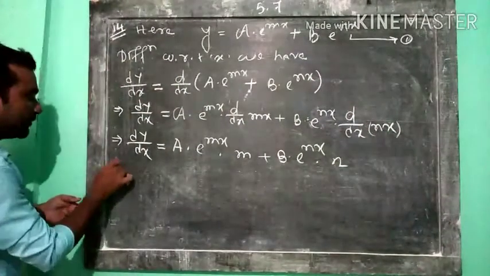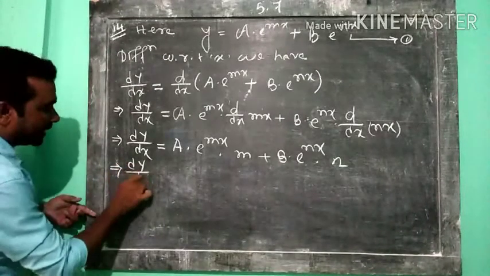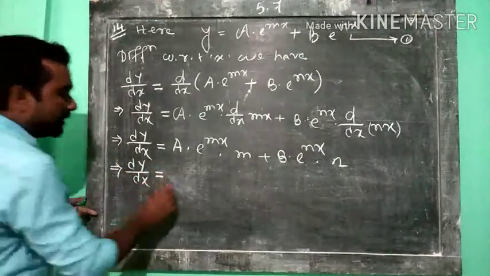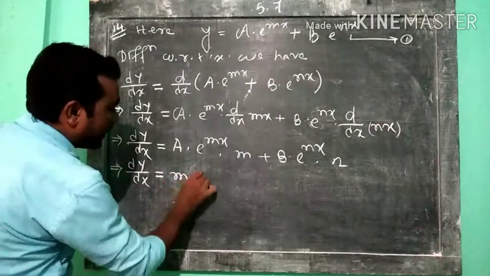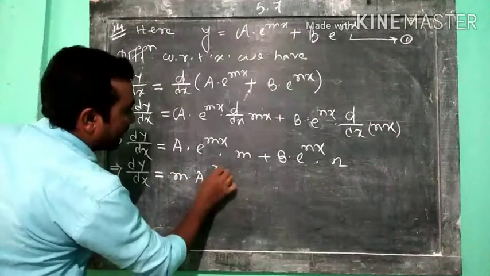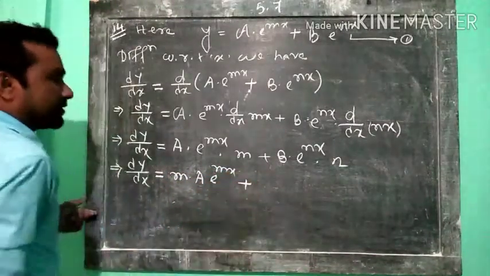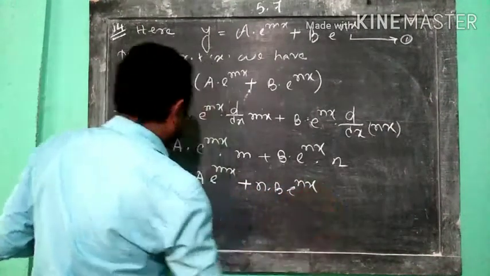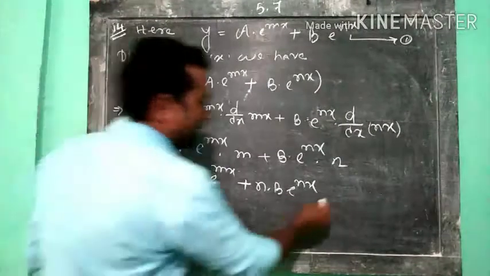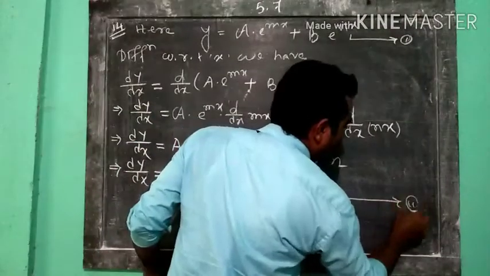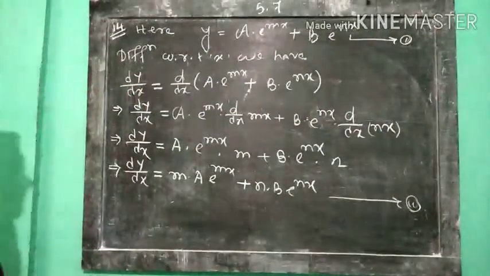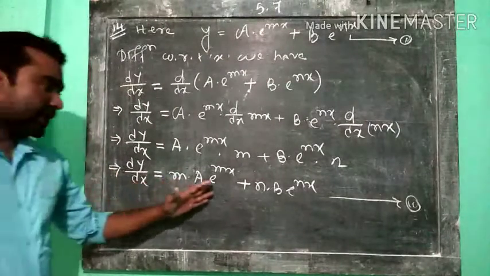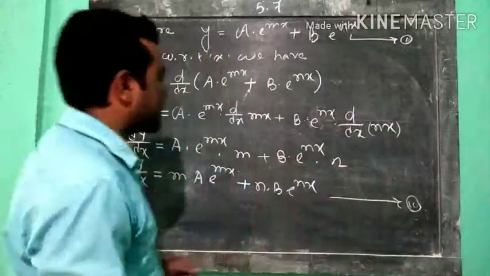So finally we had dy/dx equal to m into a e to the power mx plus n into b e to the power nx. This is dy/dx. If this is equation number 2, now again differentiating equation 2 with respect to x.